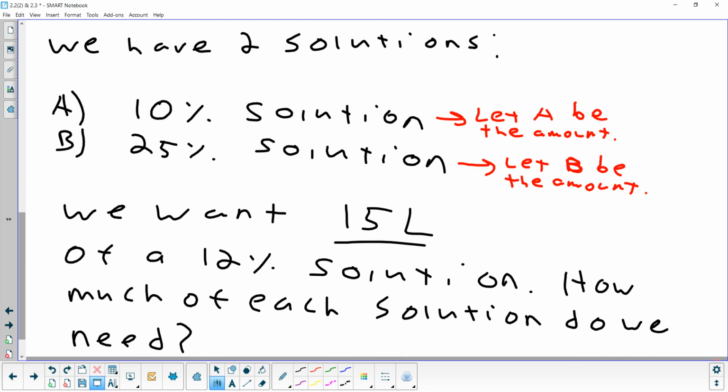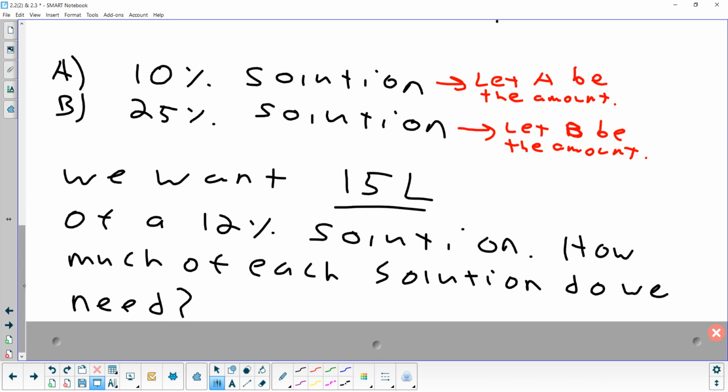Yeah. A. How come? Because it's 10%, and I don't know, I just thought I had it more. Yeah, Ethan? 10% is closer to 12% than 25%. Yeah. You want something that's just a little bit stronger than 10. So all you got to do is take 10 and put in a little bit of the 25, and that's going to make it stronger. So you're definitely going to have more of A. A lot more than B.